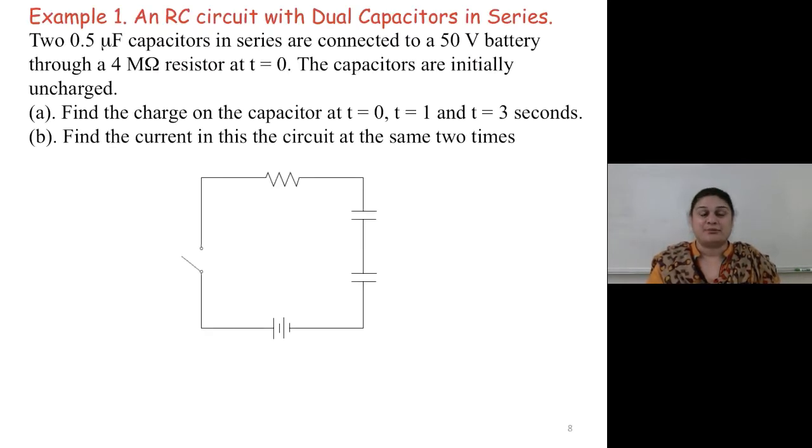Now let's do an example. Two 0.5 microfarad capacitors in series are connected with a 50 volt battery through a 4 mega ohm resistor at t equals 0. The capacitors are initially uncharged. Find the charge on the capacitor at t equals 0, t equals 1, and t equals 3 seconds. Find the current in the circuit at the same times.